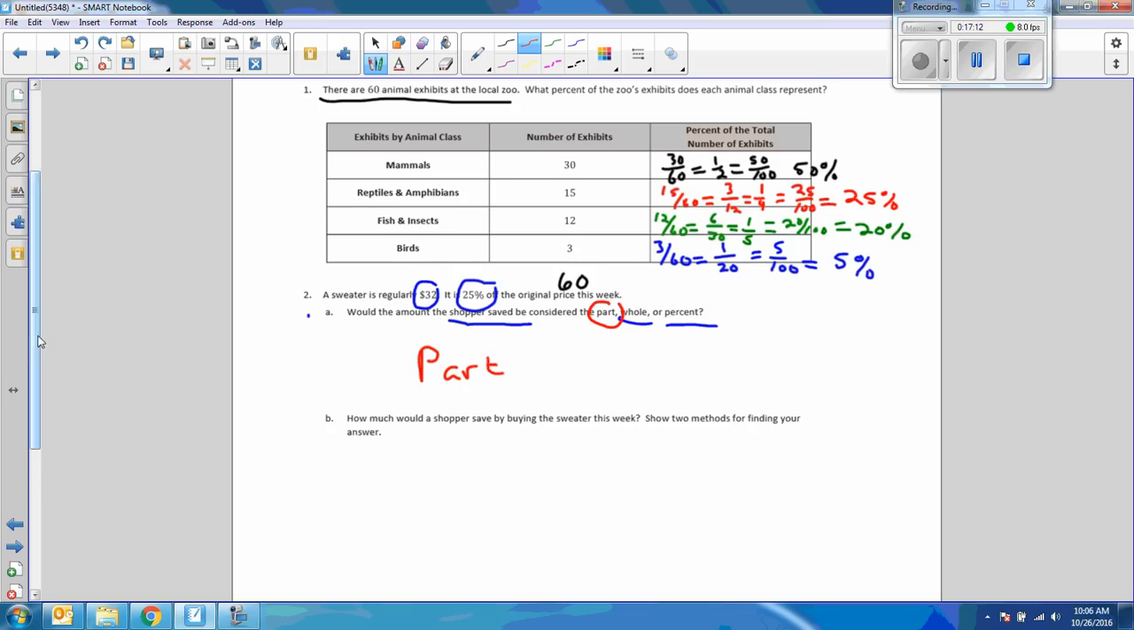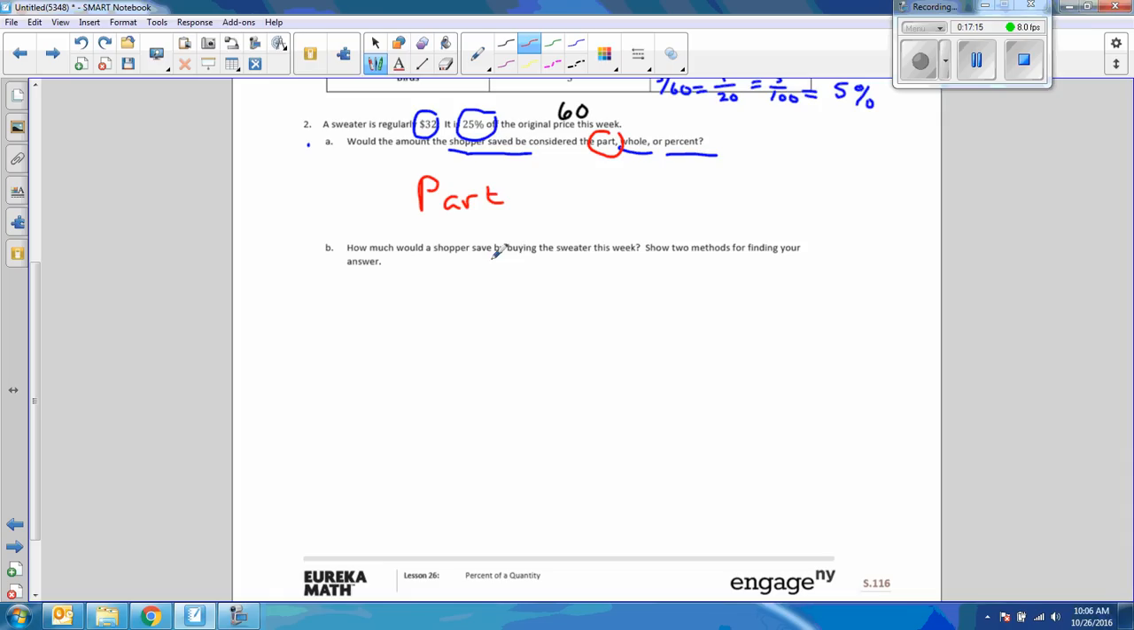Okay, so now B says, how much would a shopper save by buying the sweater this week? So I would take the $32, 32 bucks, and I'm going to multiply it by 25%. Well, what is 25% as a fraction? It's 25 over 100. Right? Percent means out of 100. But that's a big number, so we can reduce that. So let's make this easier: $32, and 25 will go into 100 4 times, so reduce 25, and it becomes a quarter.